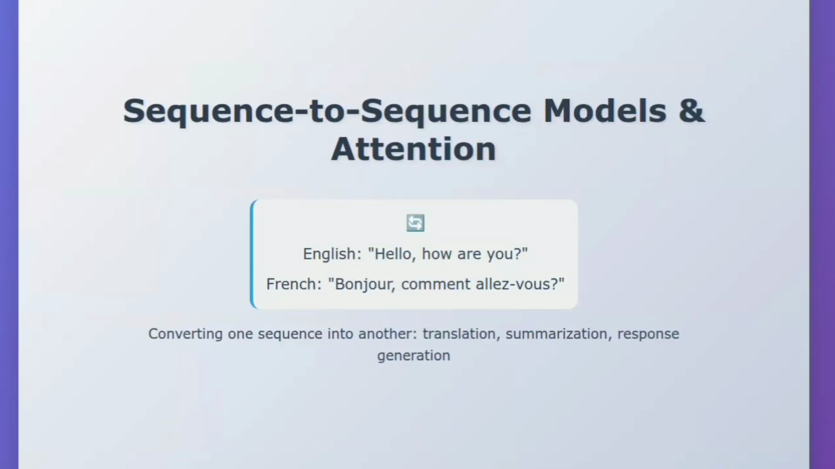Many NLP problems involve converting one sequence into another: translating a sentence, summarizing a document, or generating a response. This is the domain of sequence-to-sequence models, and a critical component within them is the attention mechanism.